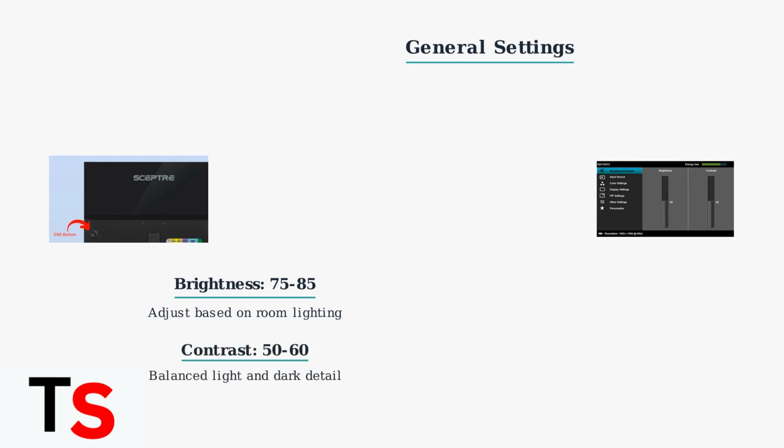Set contrast between 50 and 60 to maintain balanced detail in both light and dark areas of the image. This prevents loss of detail in shadows while keeping bright areas from becoming washed out. Keep sharpness at 50 to avoid overprocessing the image. Higher sharpness values can create artificial-looking edges and artifacts that reduce image quality.